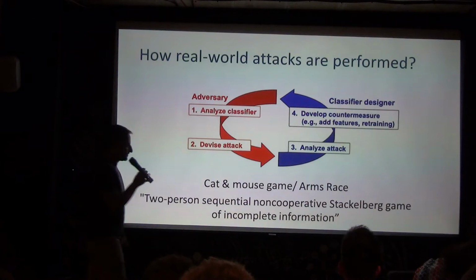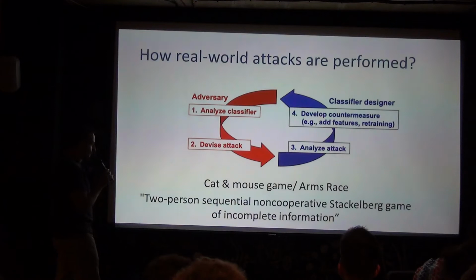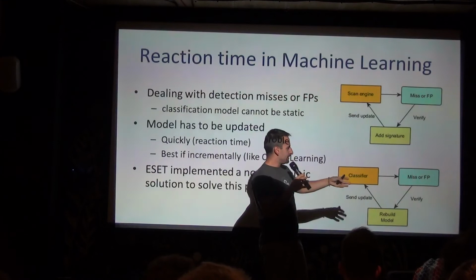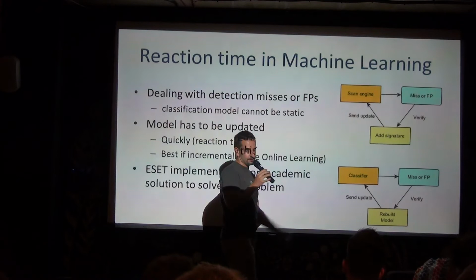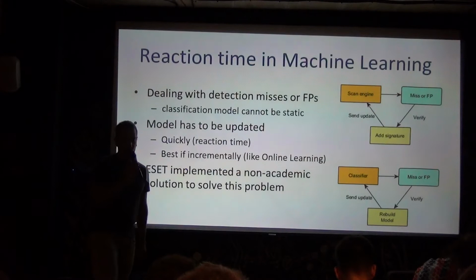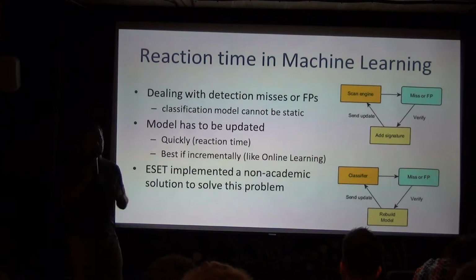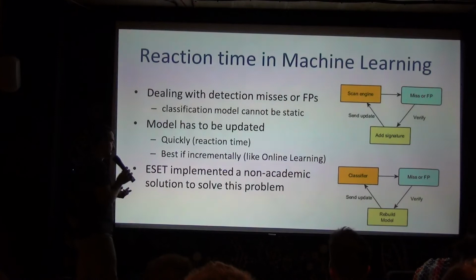It even has a name in some academic paper: a two-person sequential, non-cooperative Stackelberg game of incomplete information. What it basically means is that you have some classifier, you have a miss or a false positive, you get the sample, you verify that it's really a miss or false positive, you have to rebuild the model and send the update. You probably know that in the case of different algorithms, the models can be huge. And if you think about how many users it has worldwide, which is right now around 100 million, updating a big model every hour would be very inefficient. So ESET implemented a really non-academic approach to solve this issue.